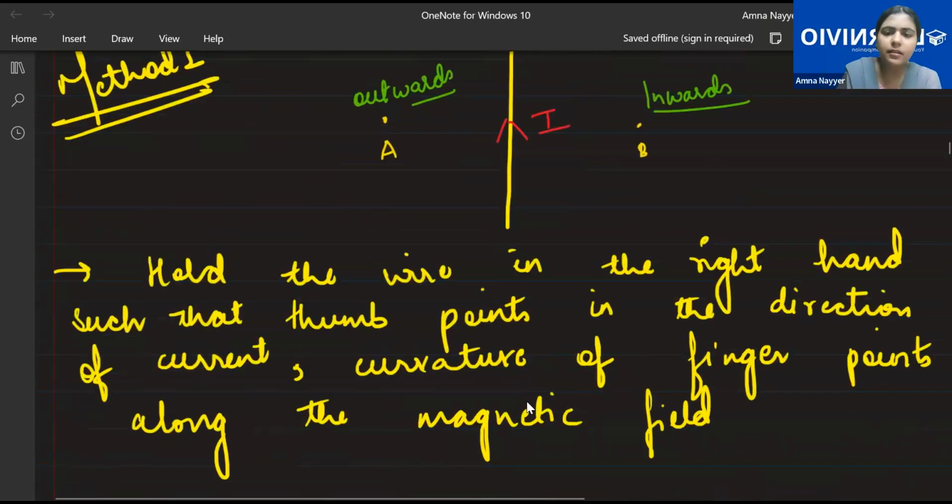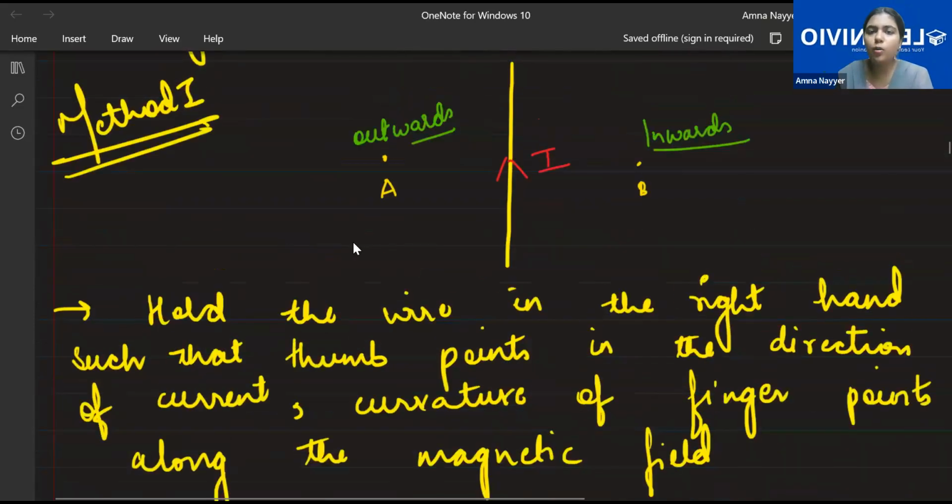This is the written part. Hold the wire in the direction such that the thumb points in the direction of current. The curvature of finger, wherever the point is there. Like I had the point here, so I curled it like this. If my point is here, I'll curl it like this. So the curvature of the fingers points along the magnetic field. This is the rule.